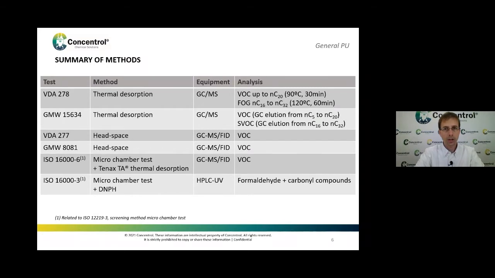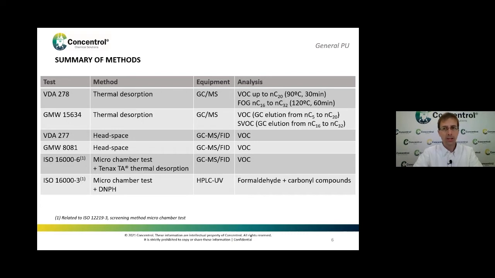In the next slides, we have summarized some examples of thermal desorption methods, like the well-known in Europe PV 3925, I mean VDA 278, which is very useful in the analysis and characterization of most of the chemicals that are volatile. Considering the VOC, those chemicals that are desorbed at 90 degrees, and the fogging, those chemicals that are desorbed at 120 degrees. It's a very useful technique when we analyze a complex mixture of chemicals, thanks to the mass spectroscopy that allows the characterization of many substances in a single analysis. But it's not the right method for the analysis of highly volatile substances, like the aldehydes and some aromatics.